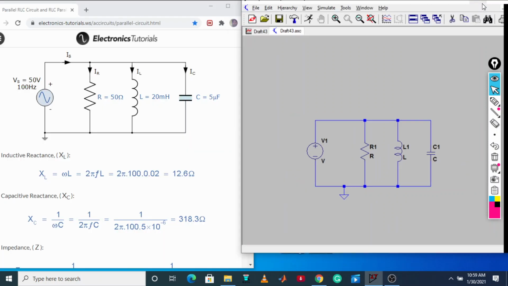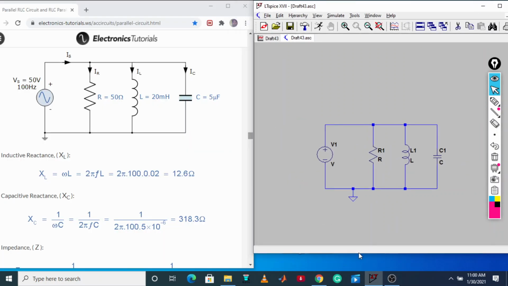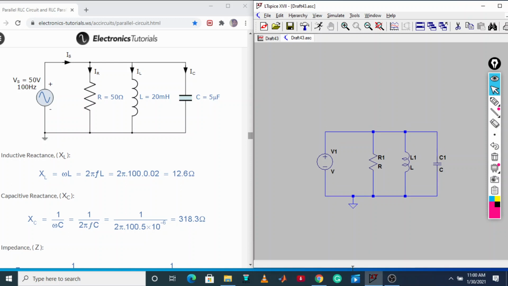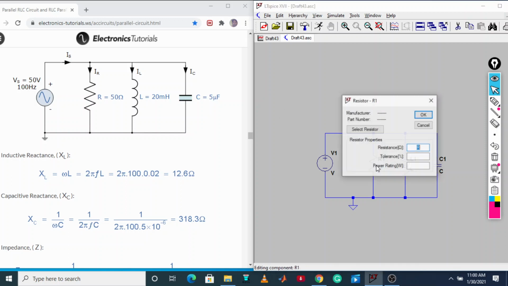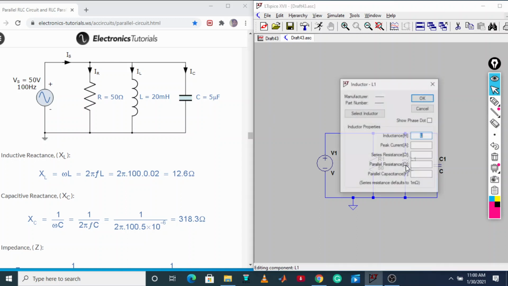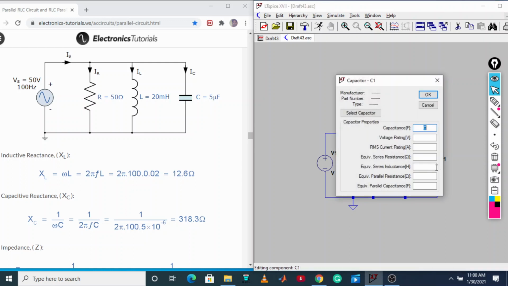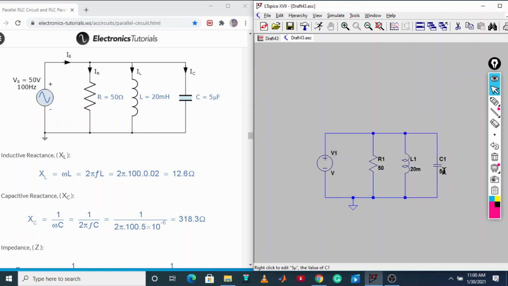Now let us see what are the values that we need to put in place of V. What is the voltage that I had taken? 50 volt, 100 hertz. Now let us first put the resistance. This is 50 ohm that we are putting. And what is the inductance? 20 milli. So write 20 M, it will take 20 milli. And for capacitance it is 5 microfarad. Write mu for micro, it will take 5 microfarad. This is 20 millihenry, this is 50 ohm.